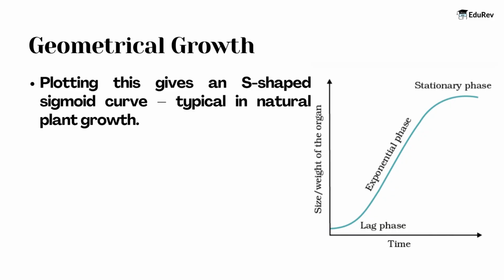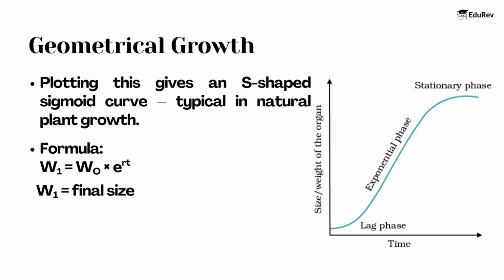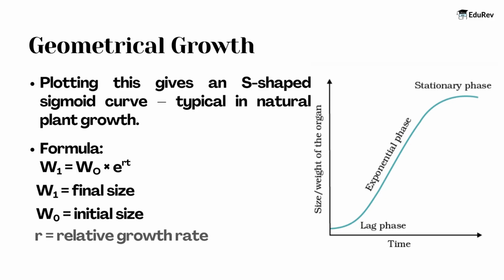The formula used for this type of growth is W1 equals W0 multiplied by e raised to the power rt, where W1 is the final size, W0 is the initial size, e is the mathematical constant, r is the growth rate, and t is time.